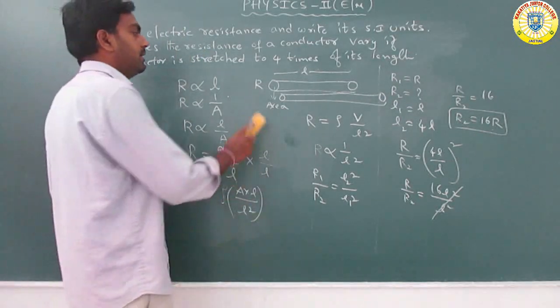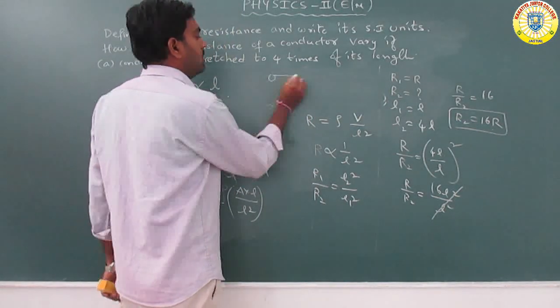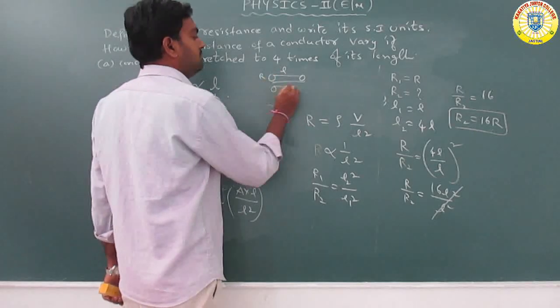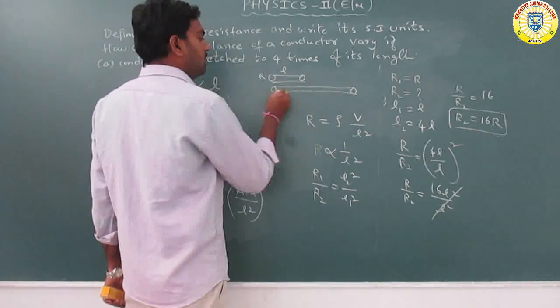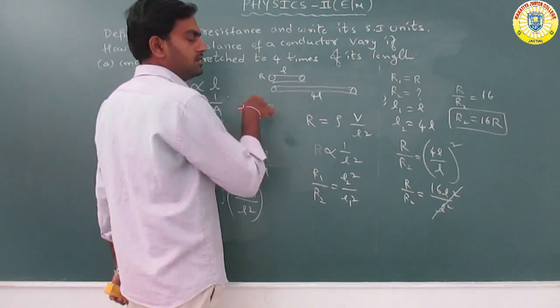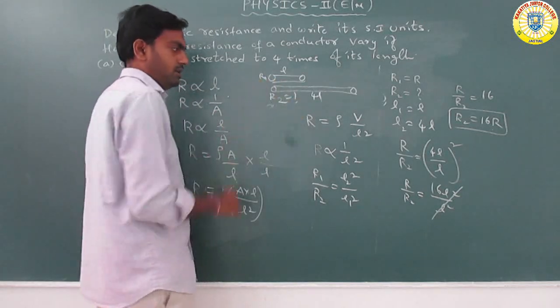What is the resistance? First of all, we take a wire of length L and resistance R. The length L is increased by 4 times, that is, 4 times the original length. So what is the resistance R2?